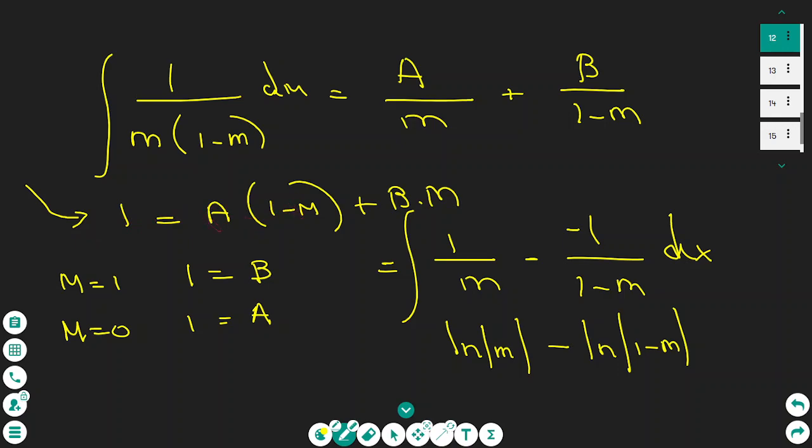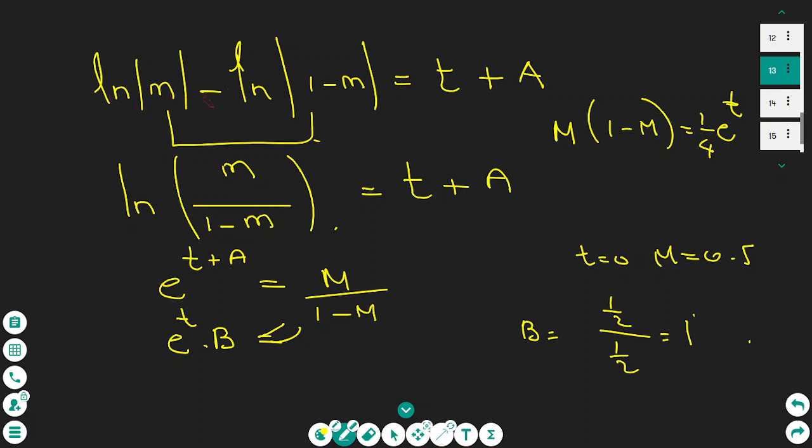Here I can find the constants a and b by using any value of m that makes the bracket 0. So I use m equals 1. So the first bracket is 0, so b is equal to 1, and m equals 0 gives you a equals 1. And since I found the constants a and b, I can use the values in the integral now. So I can integrate these fractions, which gives you the ln m minus the ln of 1 minus m. So the integral of the left hand side is ln m minus ln 1 minus m, and the integral of the right hand side is t plus a.